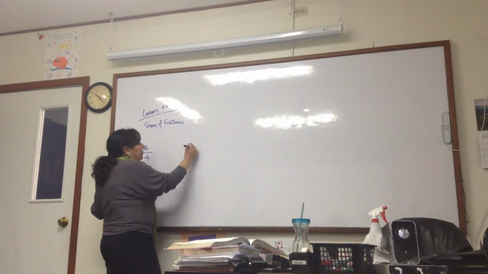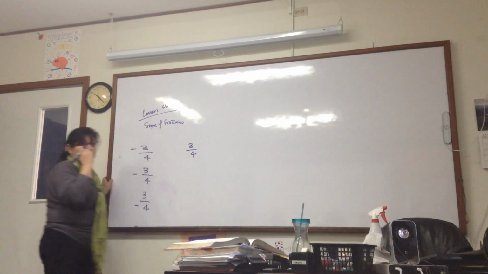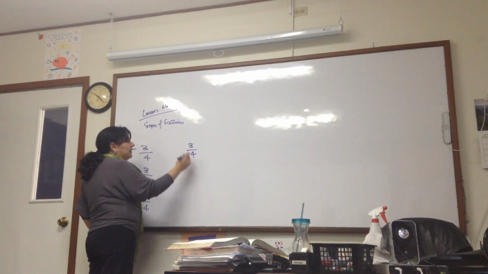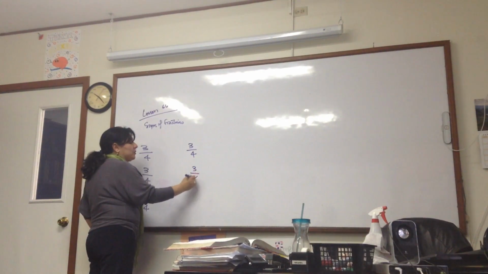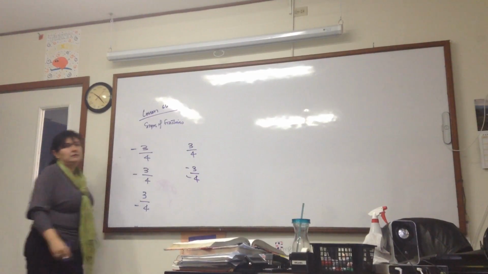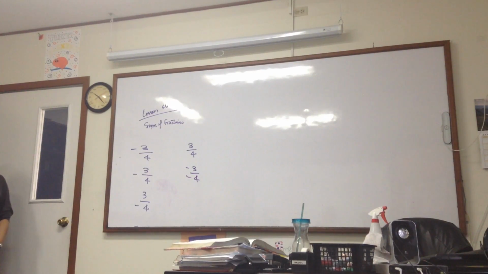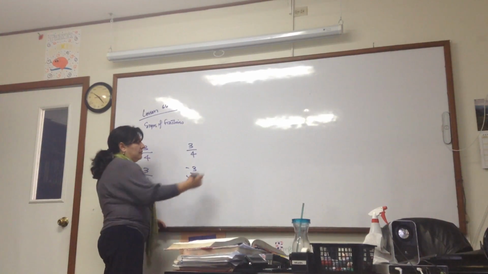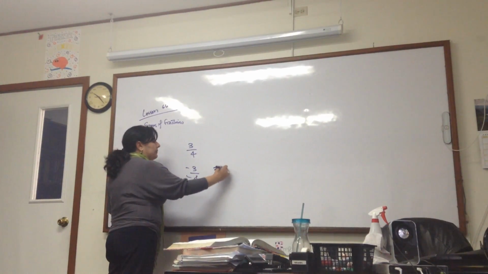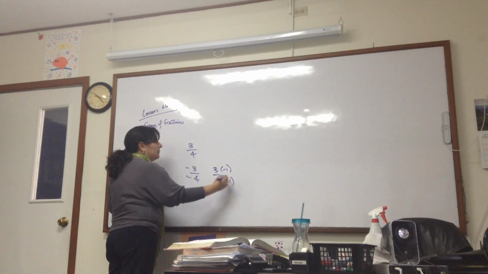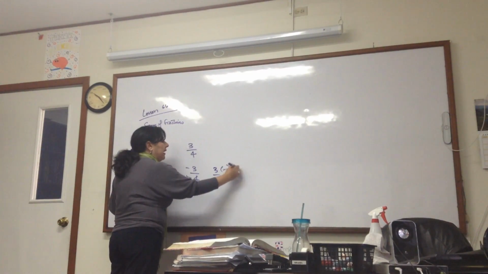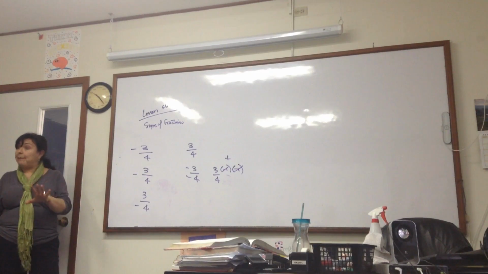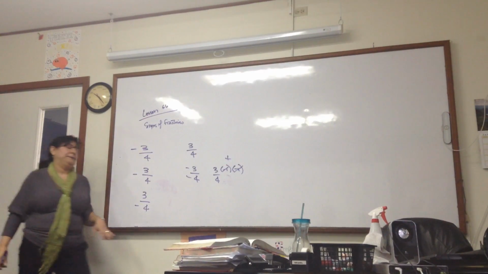If I've got 3/4, this is positive, correct? If I've got a minus over a minus, this is going to be the same as this. Why? Because minus times minus equals positive. This is the same as having 3/4 times minus 1 times minus 1, and this is plus. Is that part clear?